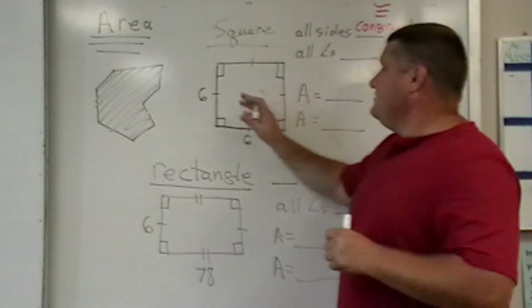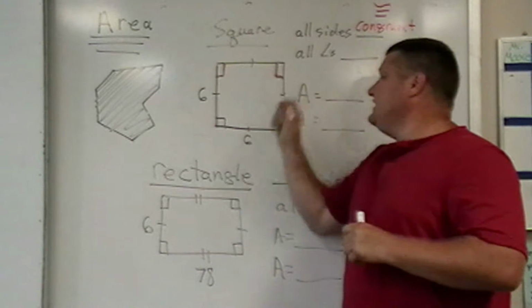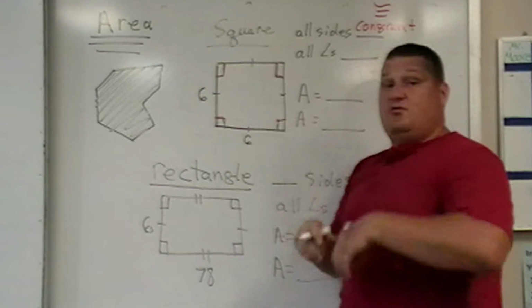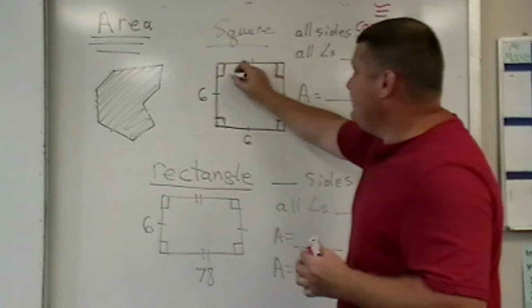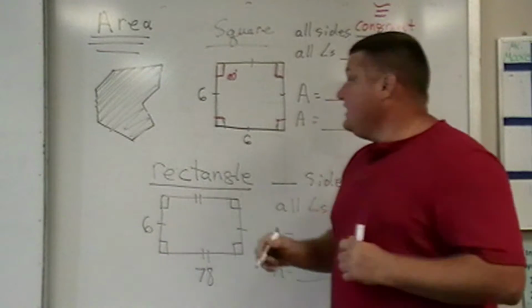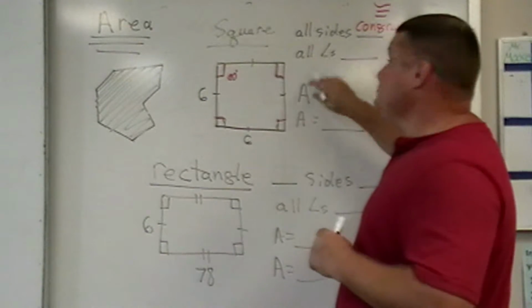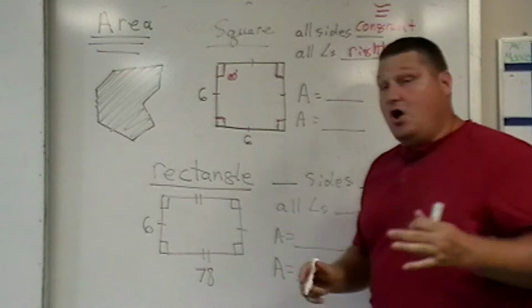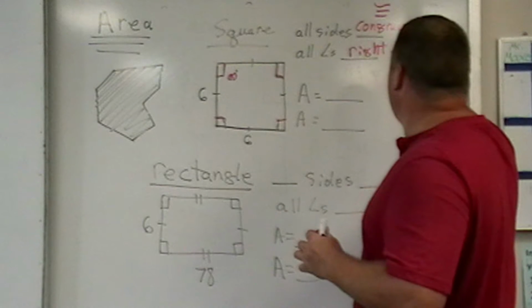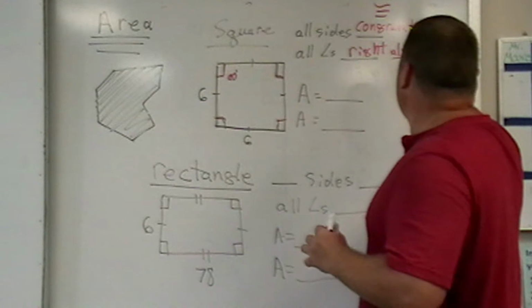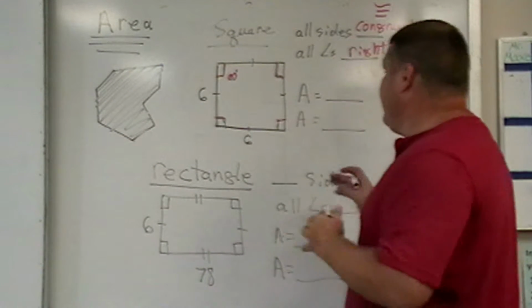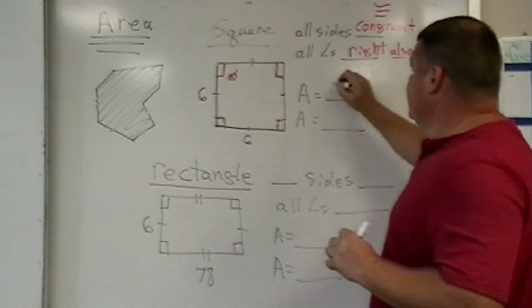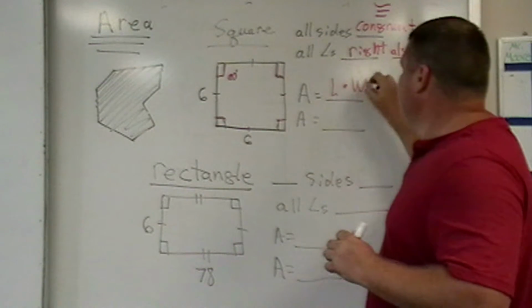Now, all angles, you'll notice I have these little marks in here. These would be right angles. They're 90 degrees, each one of them. So for 90-degree angles, all angles are right. It also means that all angles are also congruent. Okay?